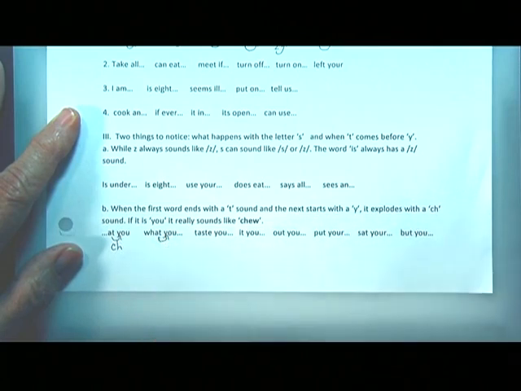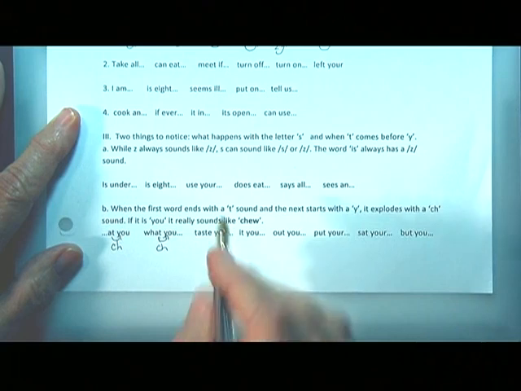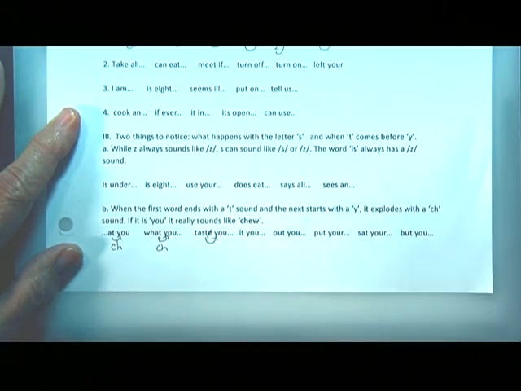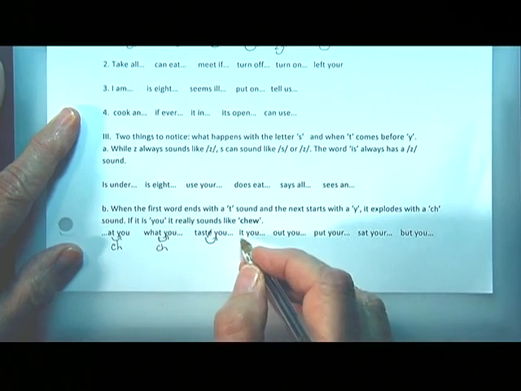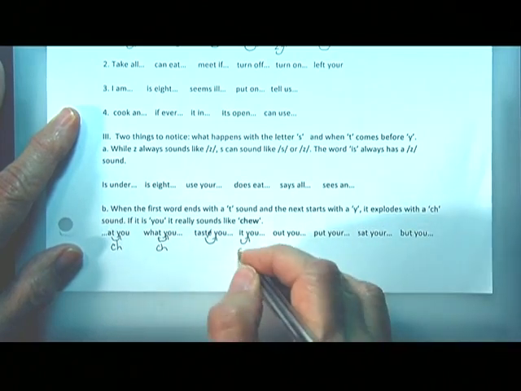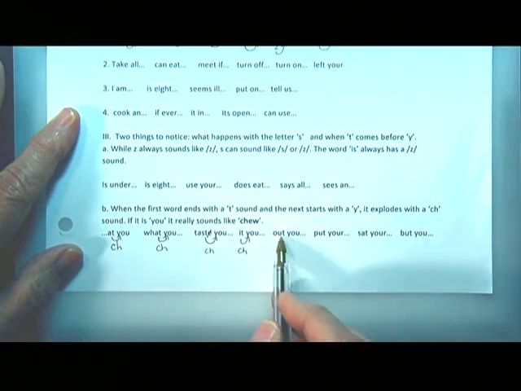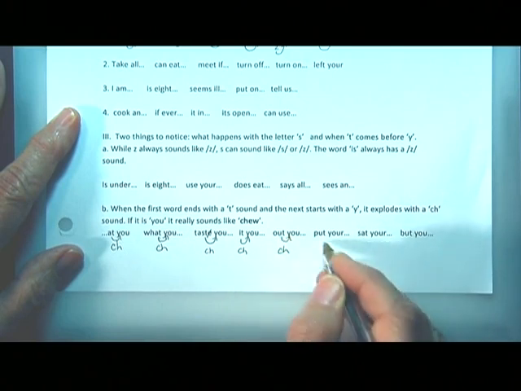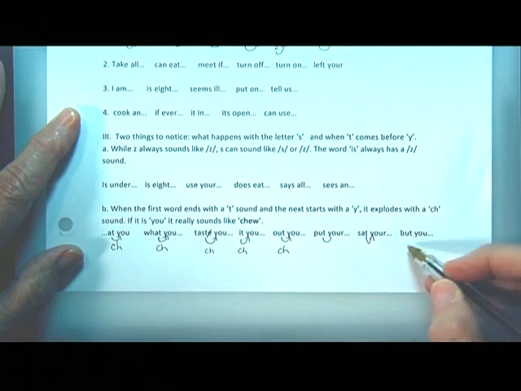I don't know what you're doing. Taste you. Again, silent E, so it's a T before a Y. Taste you. It you. It you. So remember, when you see T before Y, it's going to do this strange thing. And practicing the ch sound. Out you. Put your. Sat your. But you.